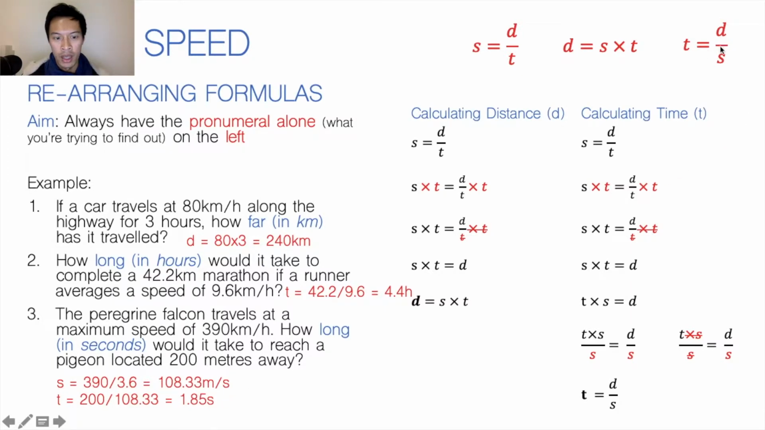Now that we have the speed, we can try and figure out the time by using this formula. Okay, so the distance was 200 meters and the speed it was going at is 108.33. So t equals d over s. d is equal to 200. s is 108.33, which gives us a final value of 1.85 seconds. So the bird is moving at about 108 meters per second, and it only takes less than 2 seconds to get to the pigeon that is 200 meters away.